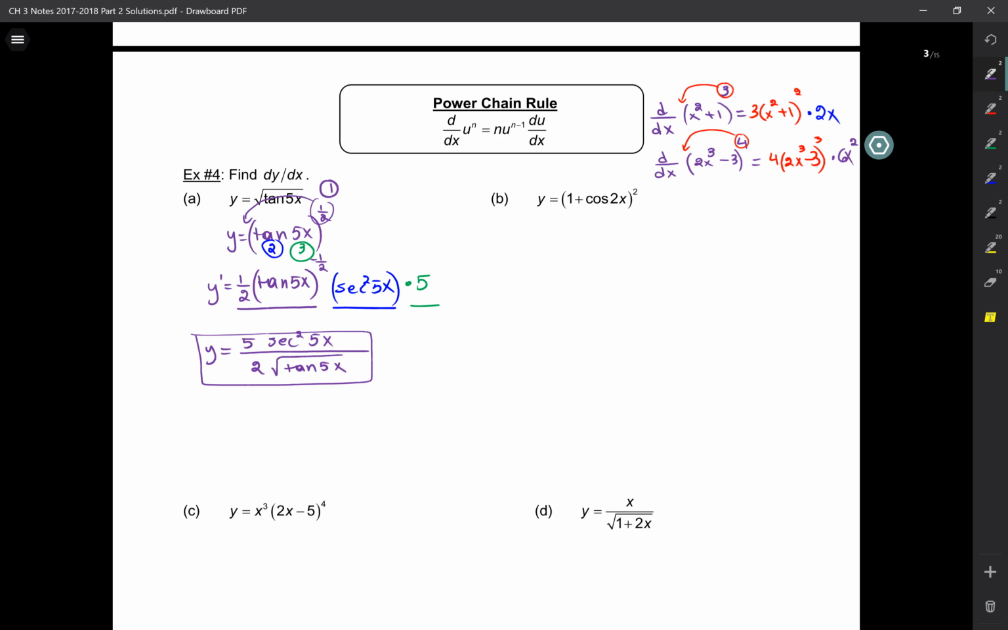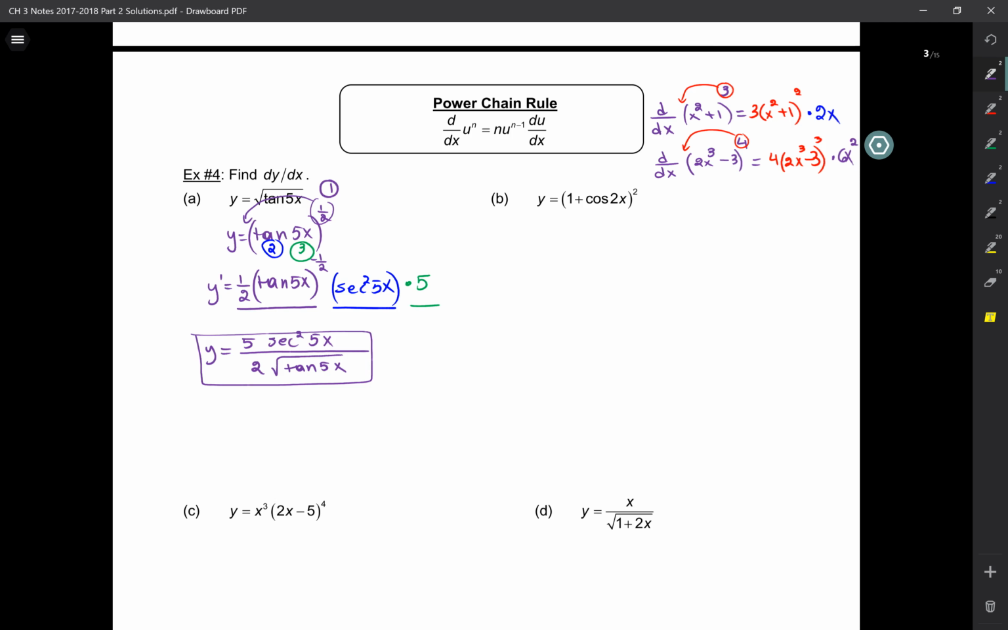Where did the 1/2 come from? Which 1/2? This first 1/2 or the second one? This 1/2? Okay, you had a root, and you're getting rid of the root. And the second one is just you moving it to the front.